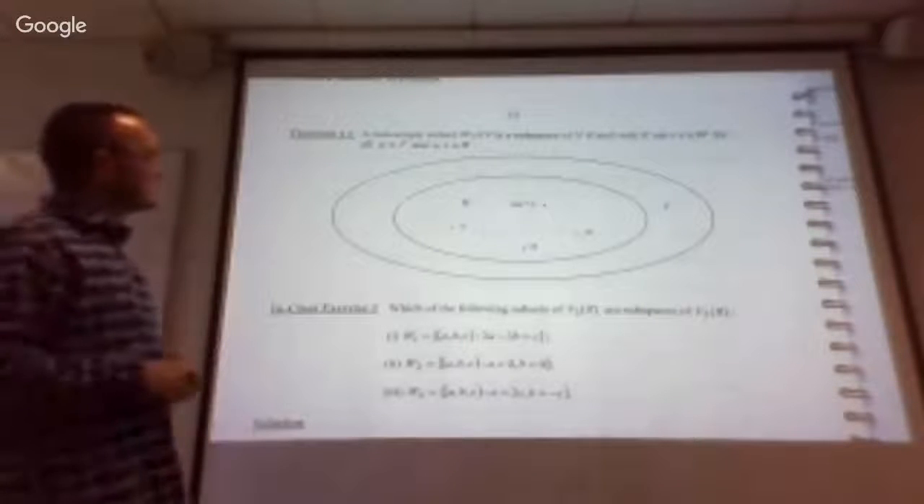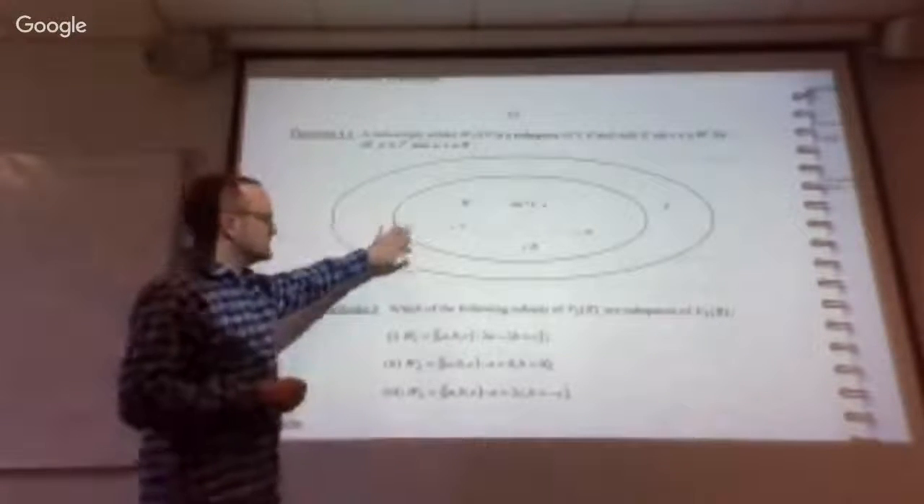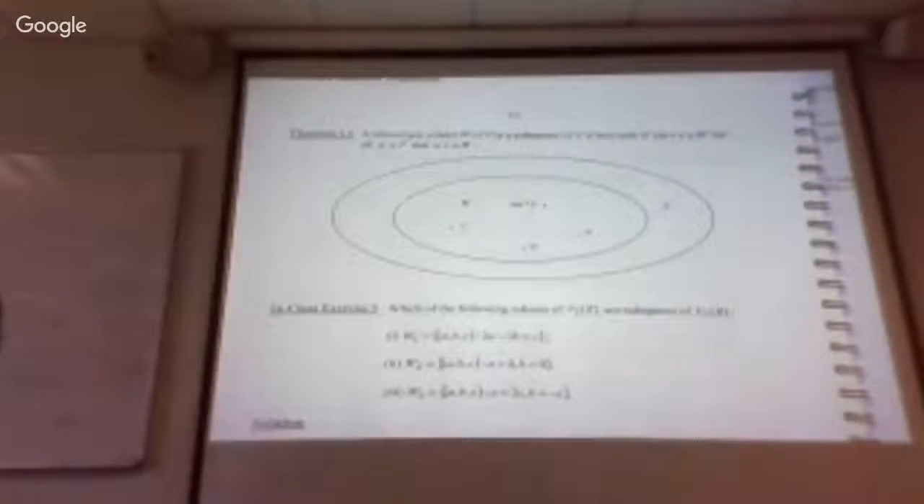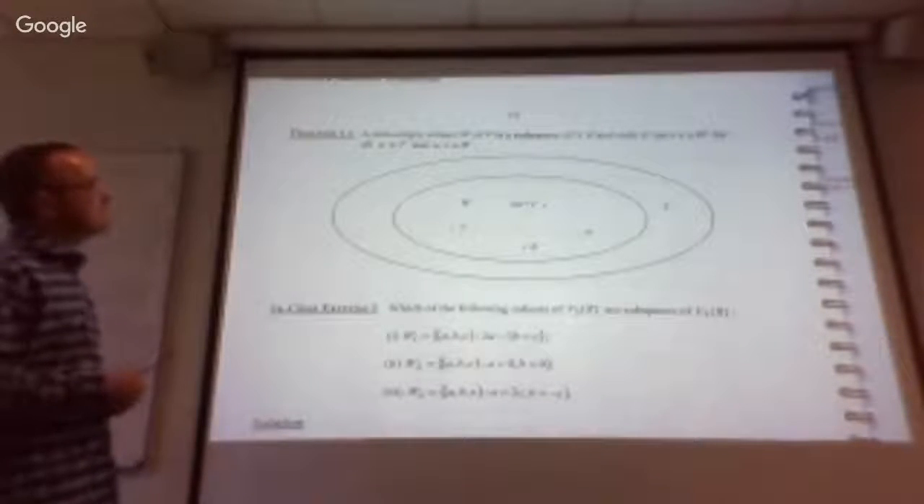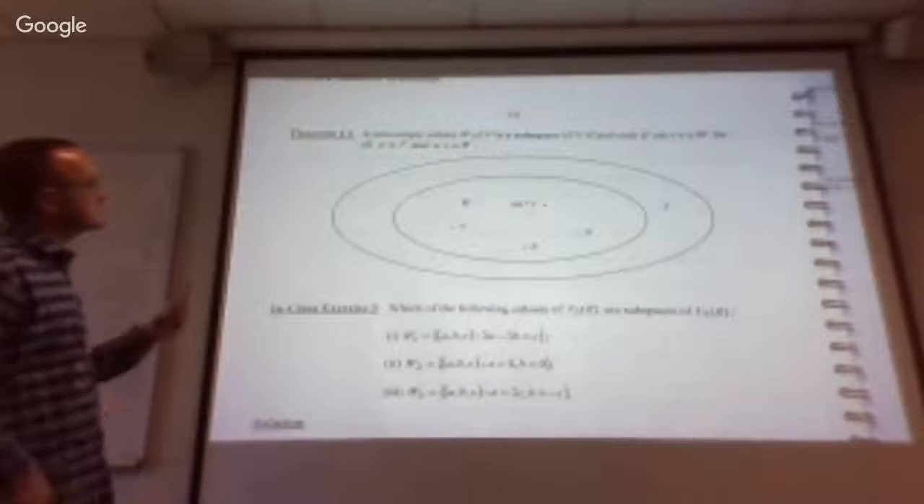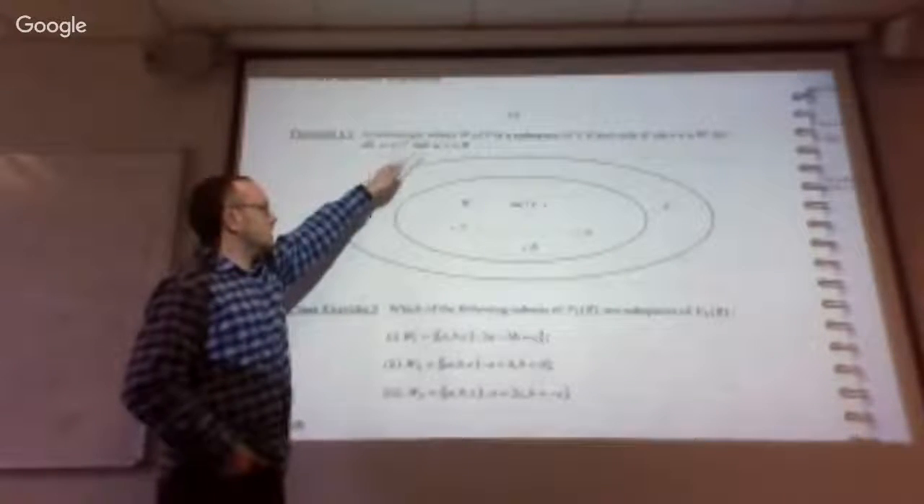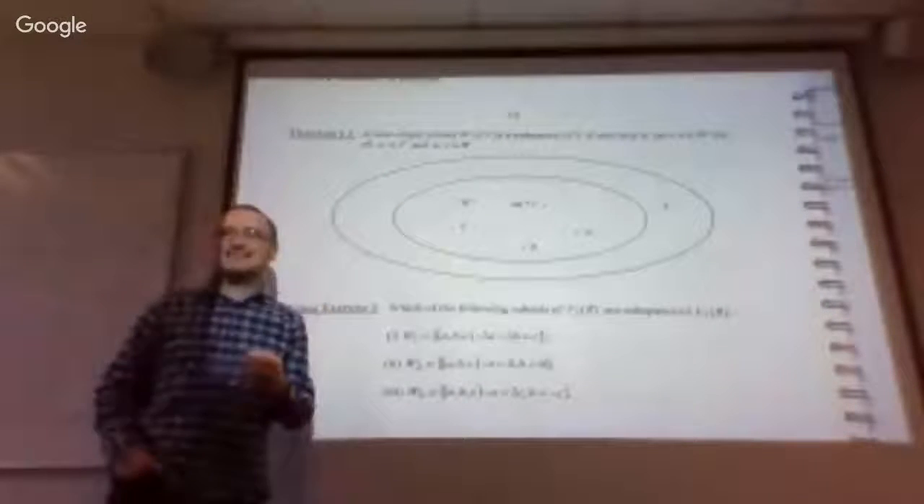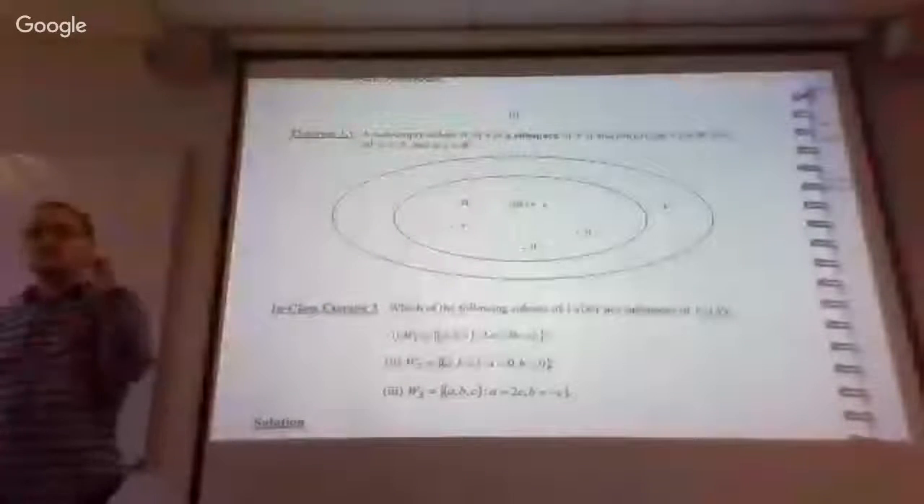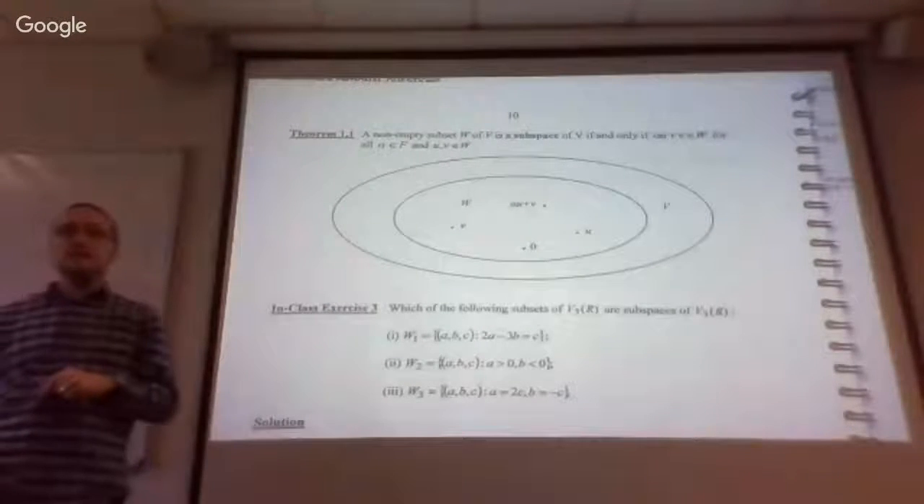V is the surrounding vector space. W is the candidate subspace. So W is a subset of V. And to prove it's a subspace, you've got to do, well, strictly speaking, 2 things. You have to justify why the set W is non-empty. So you should be able to point to an example of an element that it has.